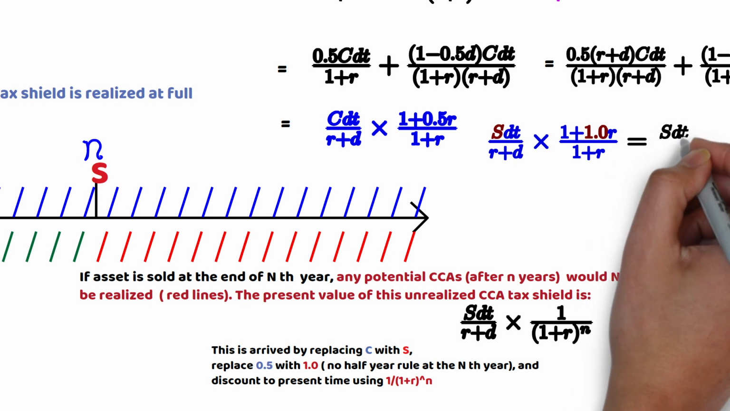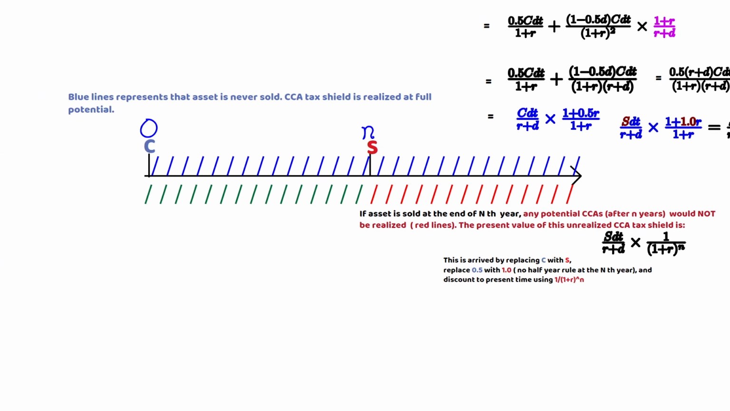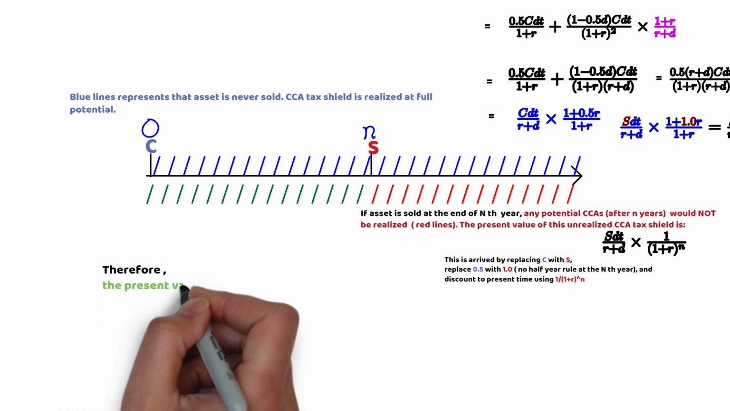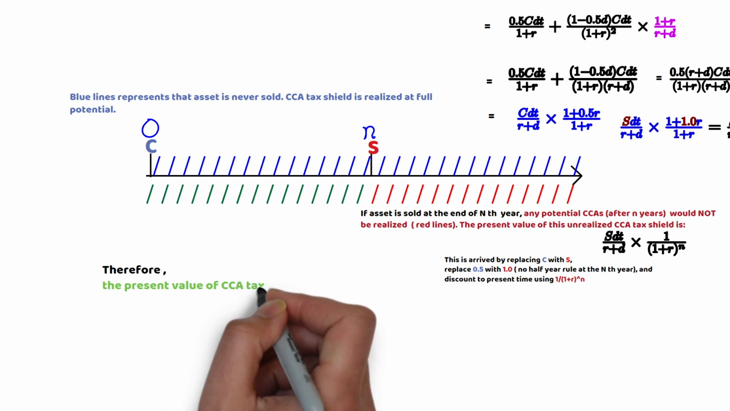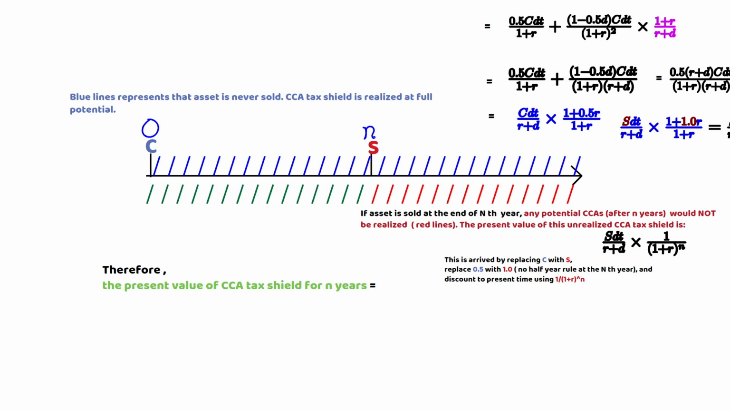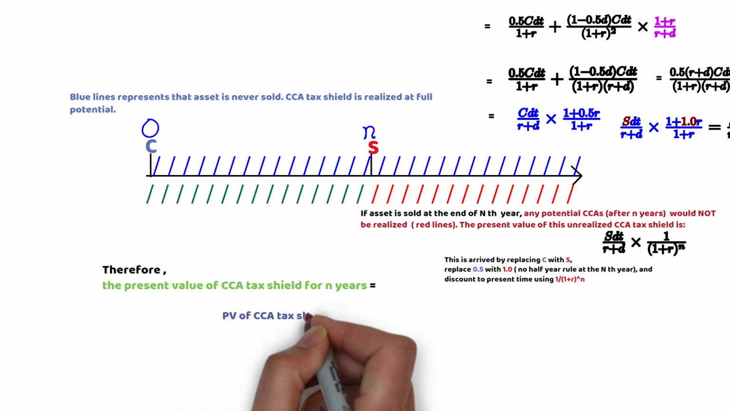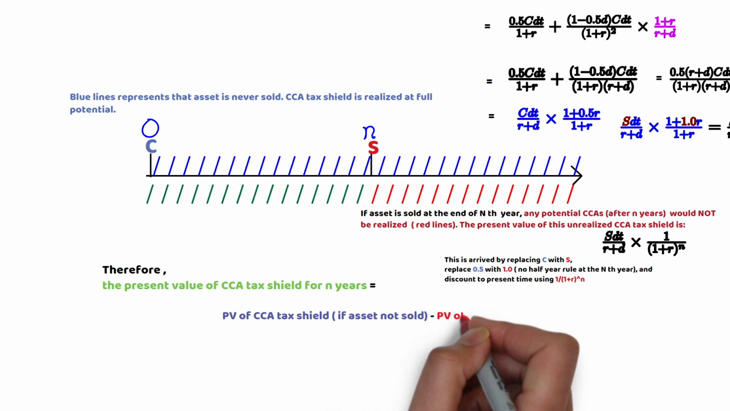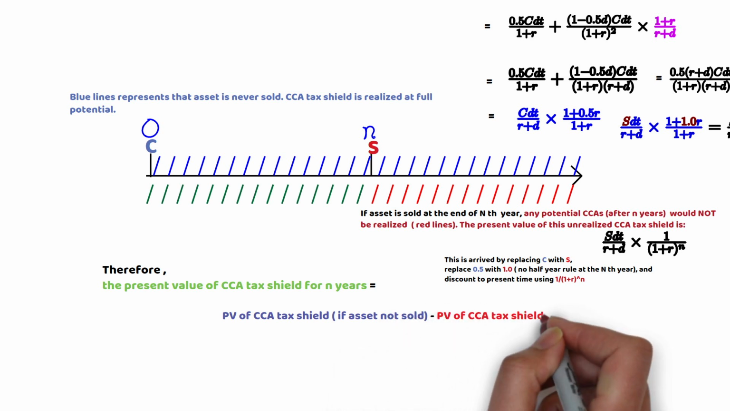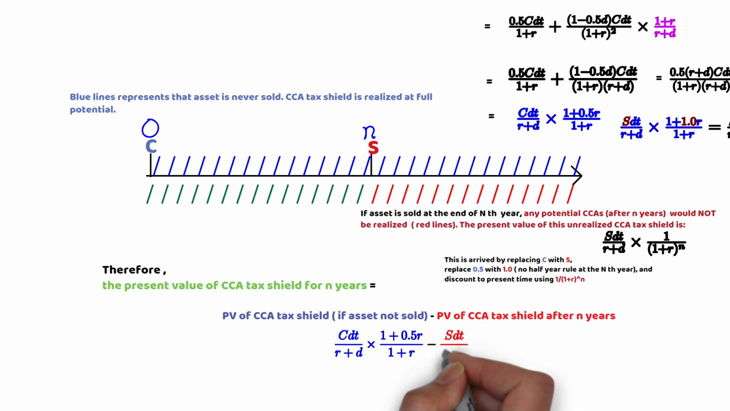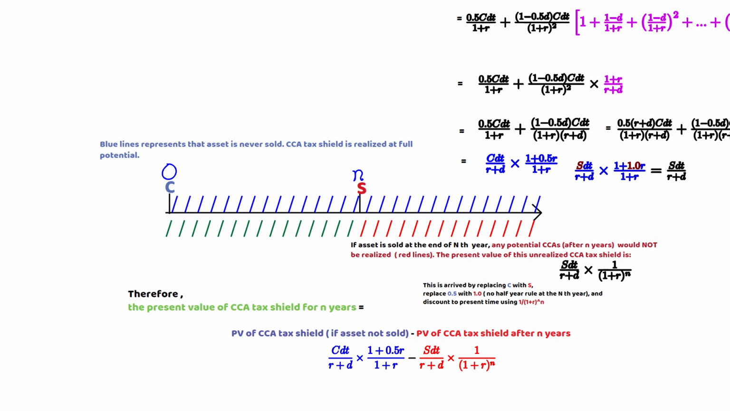So now we can see the green part, that's the present value in the situation where the asset is disposed of after N years. The green color, the present value of the CCA tax shield, equals the blue color, the present value of the CCA tax shield, minus the red color, the present value of the CCA tax shield after N years. So you can see that this is the difference of the two terms. Thank you for watching.